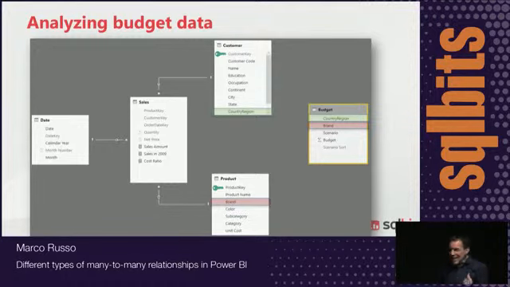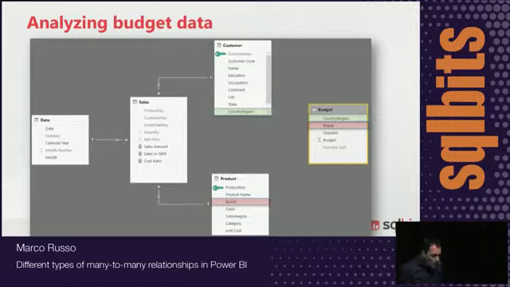and the same happens for the product brand. But from a technical point of view, we were not able to define these relationships in Power BI, because a one-to-many relationship cannot do that. One-to-many requires the one side to be unique, and we have multiple customers for the same country and multiple rows in budget for the same country. The same happens for the brand.